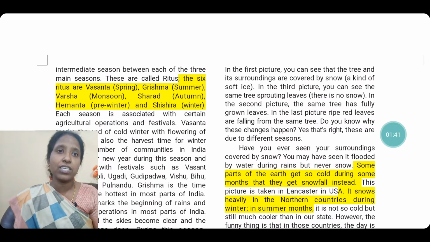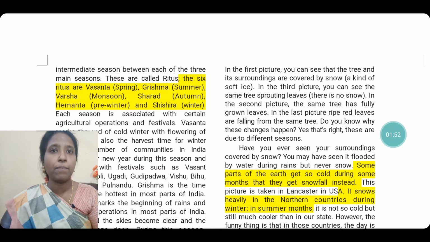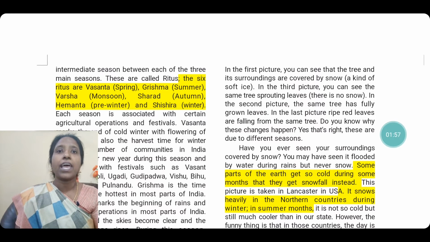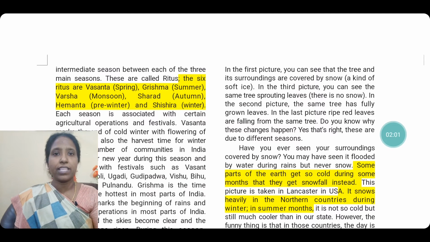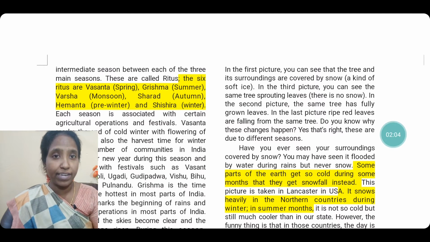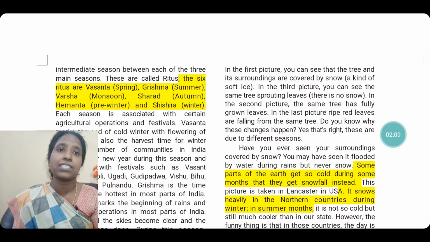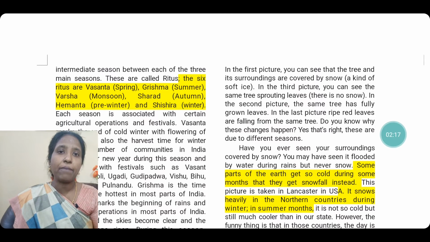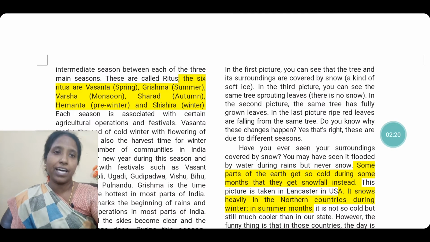In our ancient days, the seasons were called ritus. The six ritus are: Vasanta Ritu, the spring; Grishma, the summer; Varsha, the monsoon; Sharad, the autumn; Hemant, the pre-winter; and Shishira, the winter. That is how our ancestors divided the seasons, and according to the specialty of each season, they had festivals, such as harvest festivals, to celebrate the happiness.